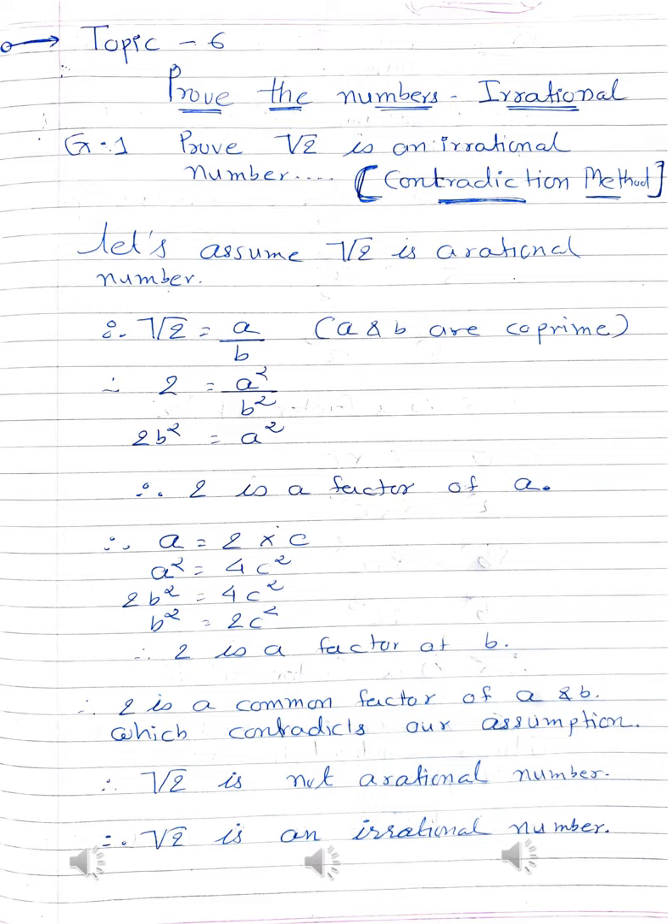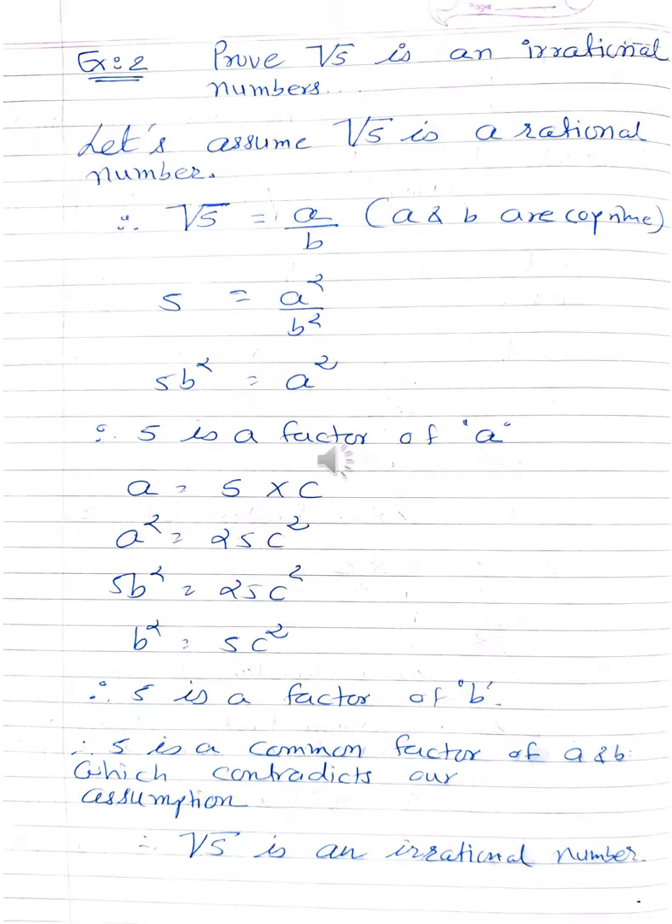So this is how you can prove the given number is an irrational number. Let's have the second example. Prove root 5 is an irrational number. So again, as the steps we have done previously, we are assuming root 5 is a rational number. So I can write root 5 equals a upon b, where a and b are the co-prime numbers.